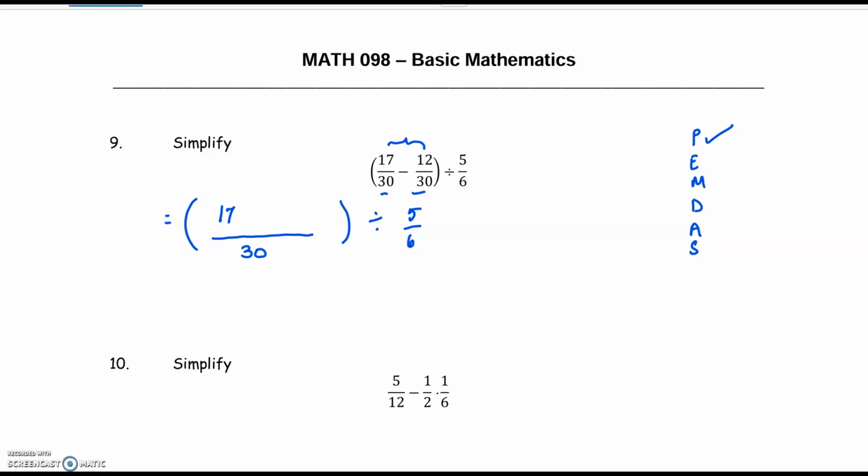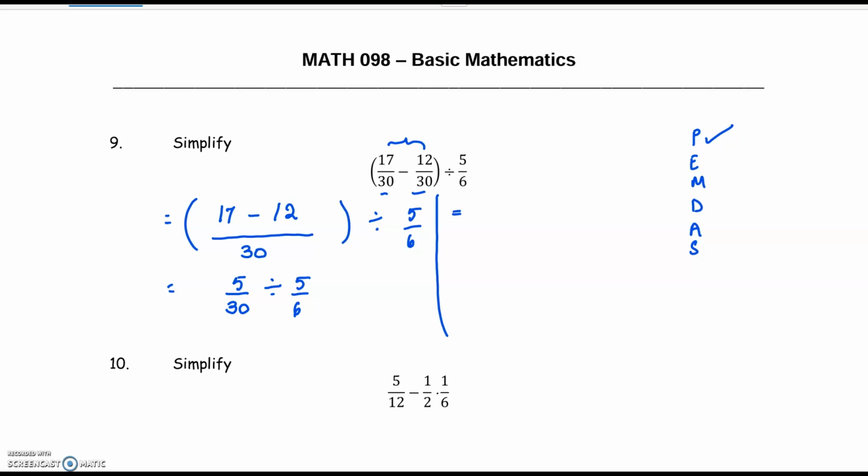And then we're counting the number of parts out of 30. It should be 17 minus 12, which means subtract the numerator. Subtract 12 from 17 in the numerator. We get 5 over 30. And then divided by 5 over 6. So we've completely simplified what's inside parentheses.